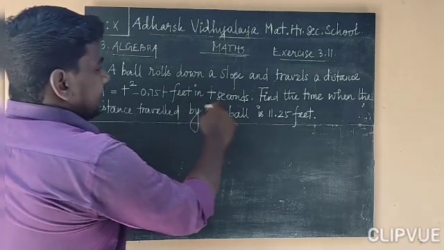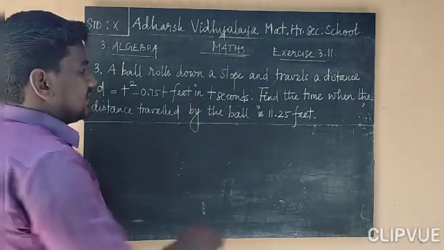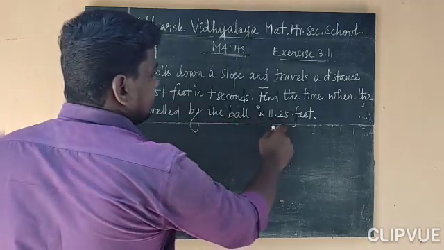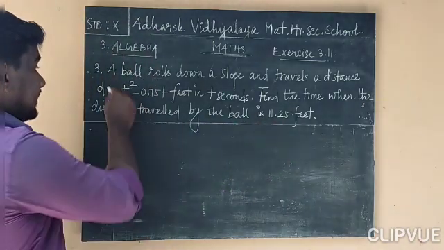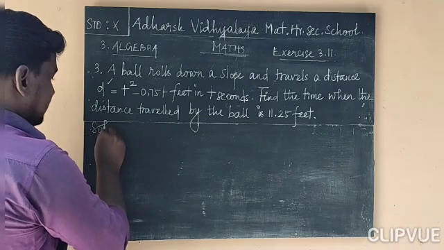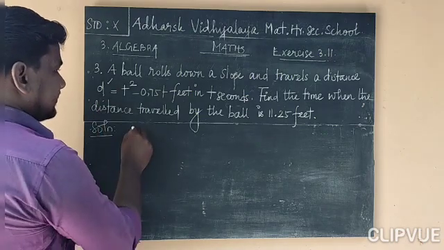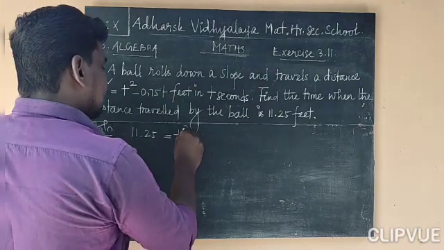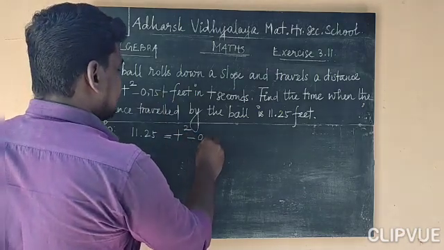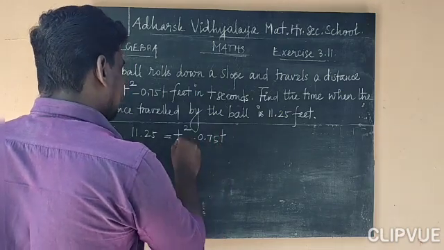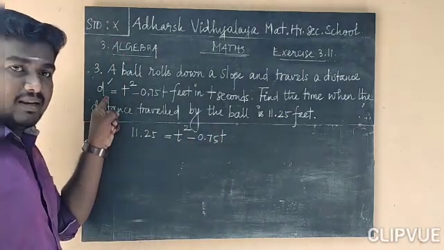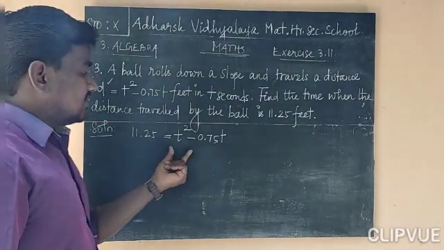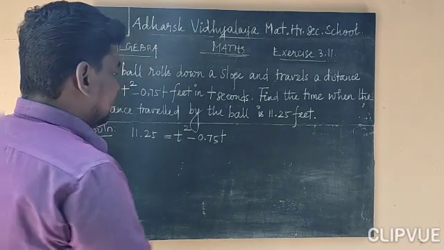It travels t feet in t seconds, so time is in seconds. Find the time when the distance traveled by the ball is 11.25 feet. So if d is equal to 11.25, what is the time? d is t square minus 0.75 t. If the distance d is equal to 11.25, what is the value of t? So we are going to find the value of t.